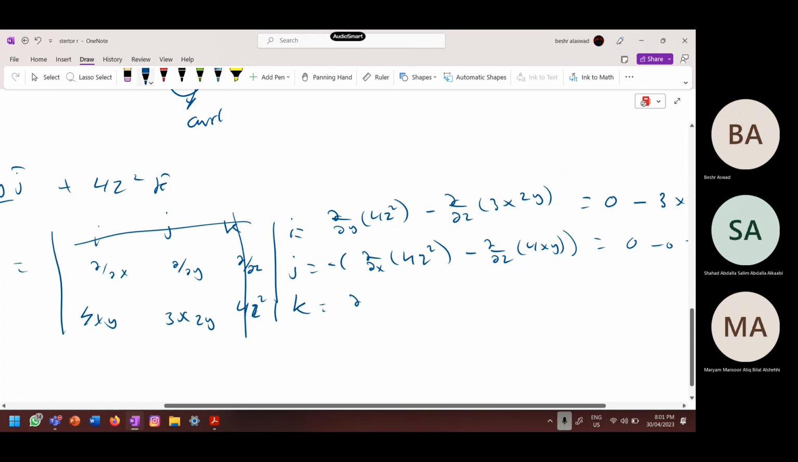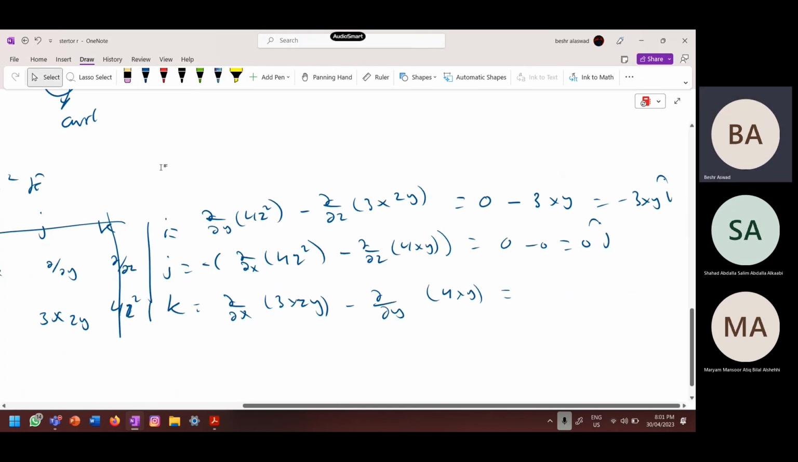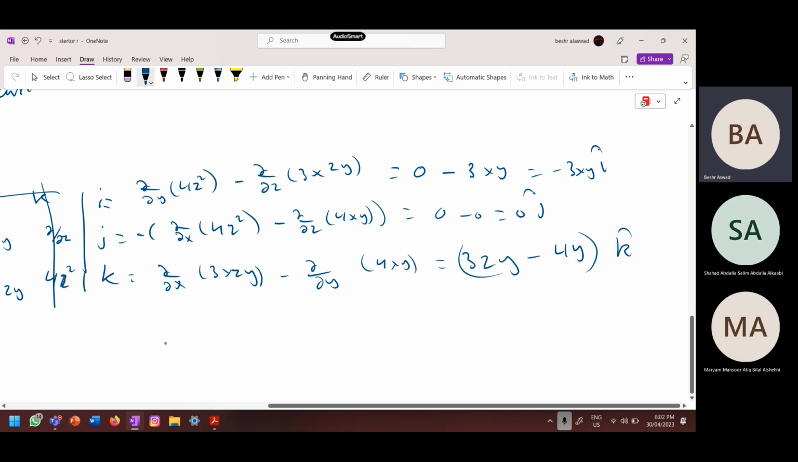You'll get partial over partial x of 3xzy minus partial over partial y of 4xy. This is equal to partial over partial x for 3xzy, which is 3zy, minus partial over partial y for 4xy, which is equal to 4y. Okay. Now that's the curl for this function, or for this flow.